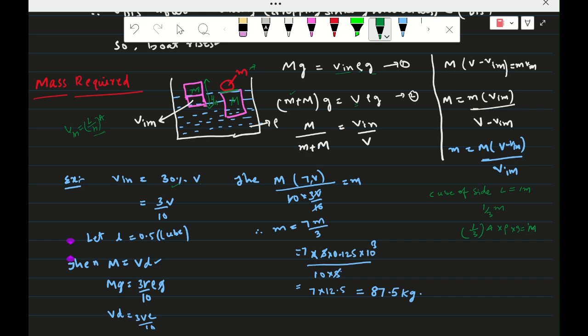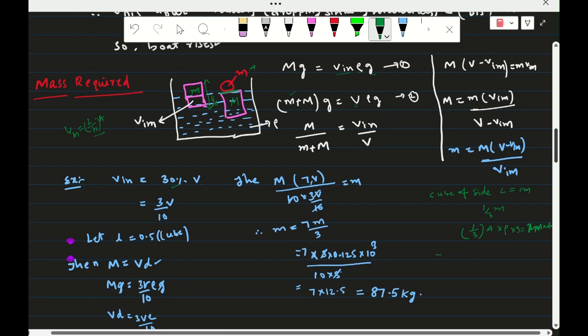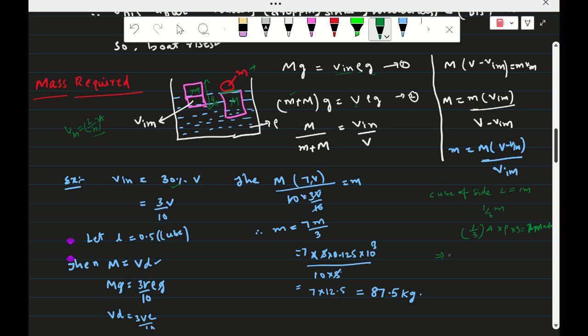So capital M, what can I go with? If M is not given, you have to go with L into A. This is 1 by 3 into 1 into A into D into g. Now, how much mass you have to keep here? M plus this m is equal to again 1 into A into the total volume into density into g, now the total volume again 1 into A into rho into g. So now A into rho into g we will substitute, then the m value we will get.